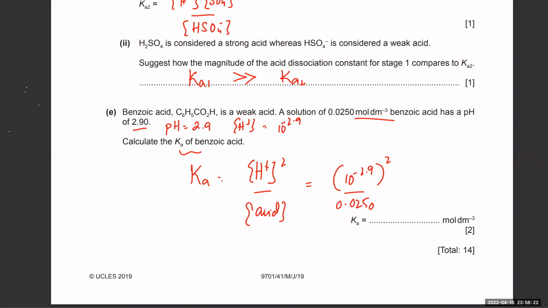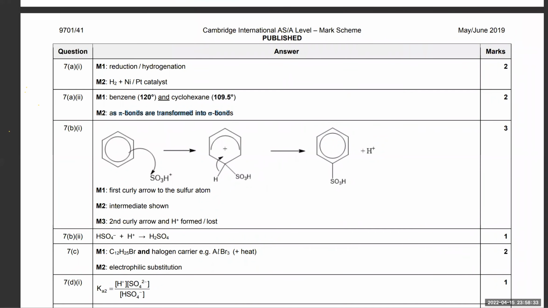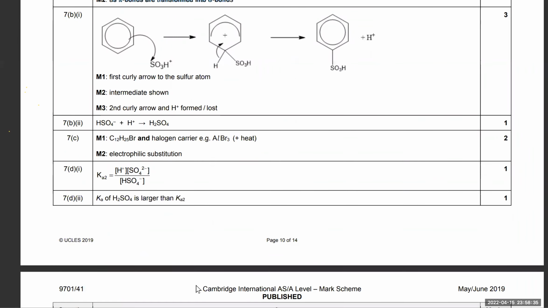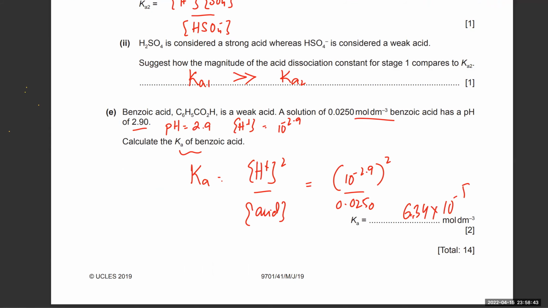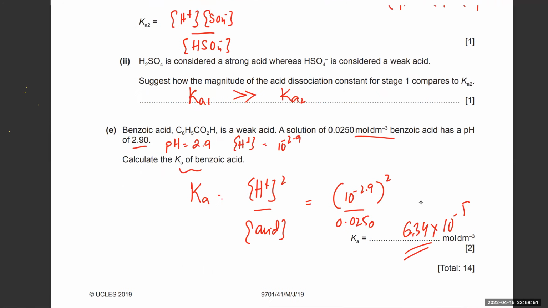That's 6.34 times 10 to the minus 5. So we're getting 6.34 times 10 to the minus 5. I'll just double check by the marking scheme. 6.34 times 10 power minus 5. They've given it up to two significant figures, while these values were actually three significant figures. So I'm sure 6.34 is fine.